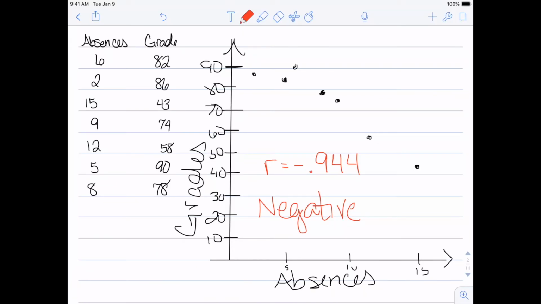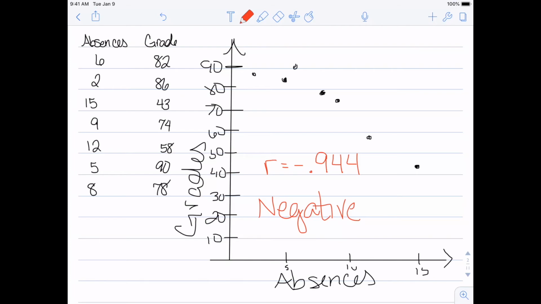The fact that this correlation coefficient is negative does match the fact that we said the direction was negative in the first place. So that does line up to what we expected. And the fact that this is -0.944, so it's very, very close to -1, means these points are actually very, very close to a line.